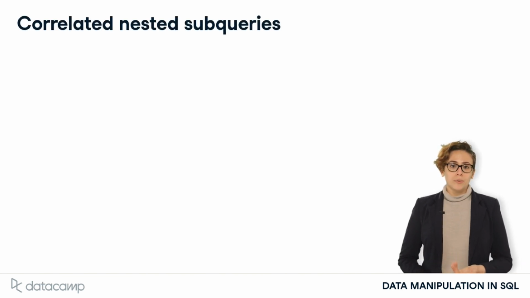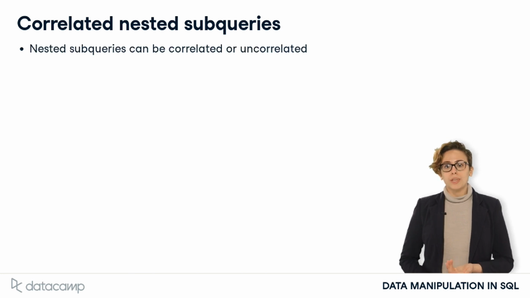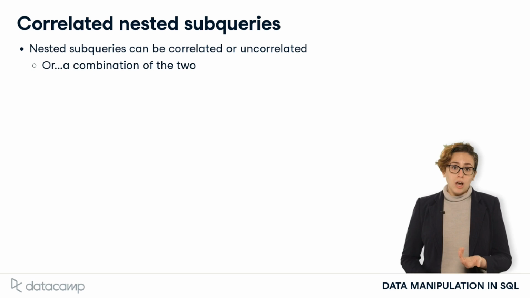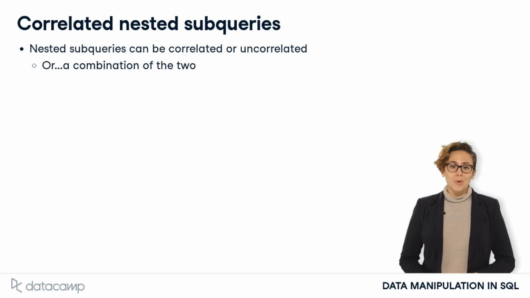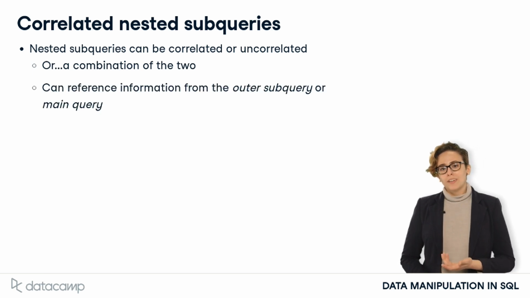It's important to note that nested subqueries can be correlated or uncorrelated. They can also be a combination of the two. The inner subquery can be correlated, the outer uncorrelated, or vice versa. And each of the correlated subqueries can reference information from an outer subquery or the main query. It entirely depends on the problem you're looking to solve. Let's look at an example.